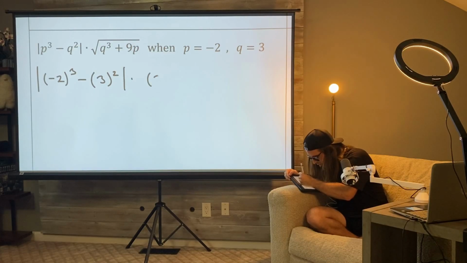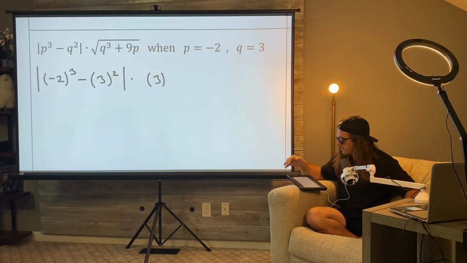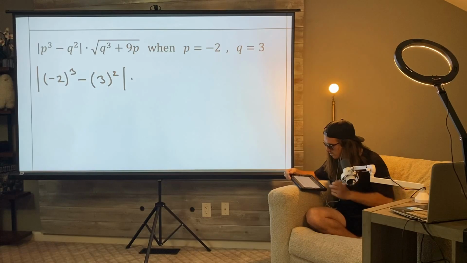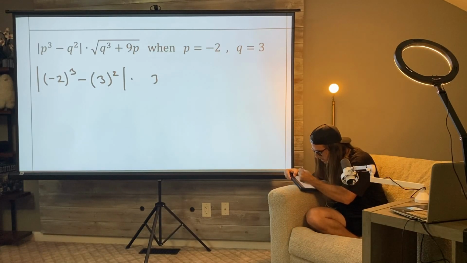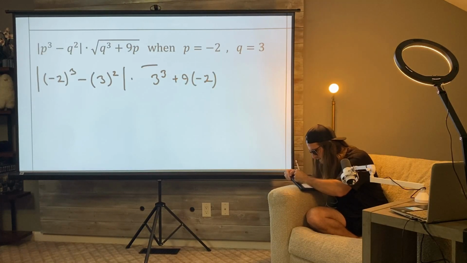Times, we're going to cube. Here's an example when you don't need parentheses. You technically don't need parentheses for plugging in q here. We could just write 3 cubed plus 9. Bring back the parentheses because p is negative 2.